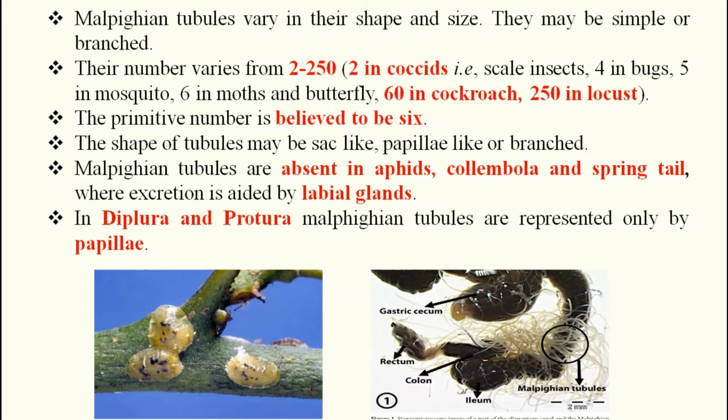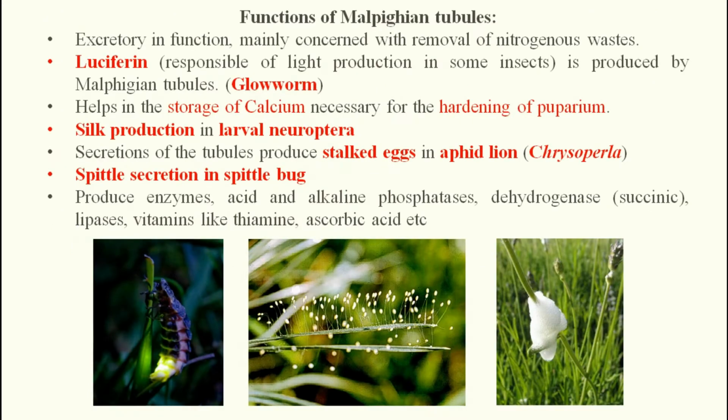In case of aphid, cornicles. In case of Collembola, labial glands. In case of Diplura and Protura, rectal papillae will be there. Understood? Now coming to the function of Malpighian tubule. What is the primary function of Malpighian tubule? Excretion. First point is excretion.